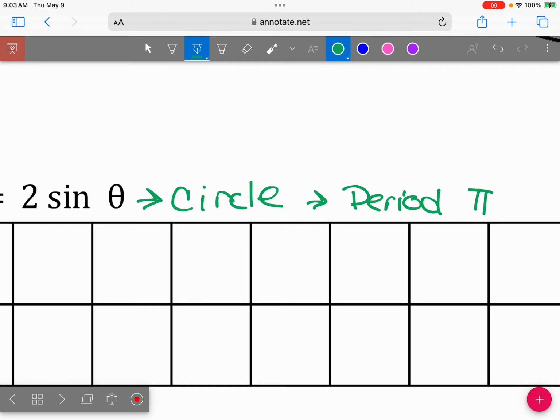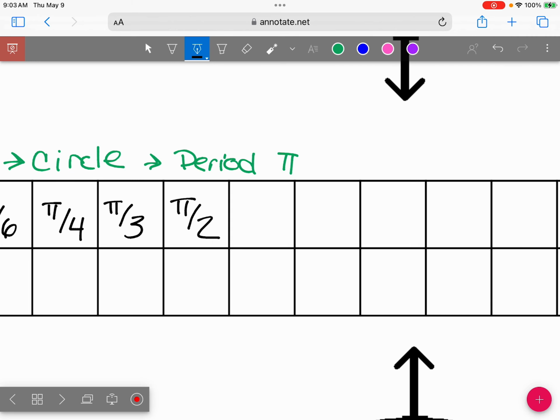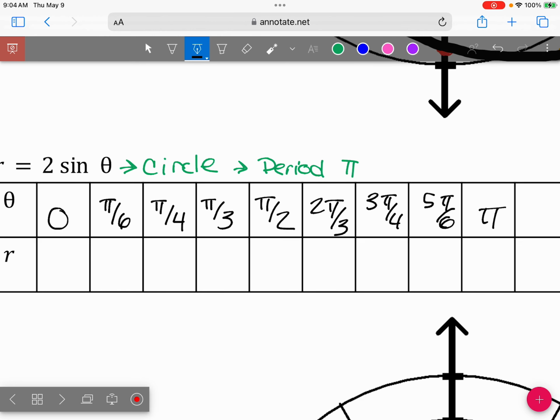So our angles that we're going to use are going to be the top half of the unit circle, everything between 0 and pi. So our angles are going to be 0, pi over 6, pi over 4, pi over 3, pi over 2, 2 pi over 3, 3 pi over 4, 5 pi over 6, and pi. And our r's we're going to get from 2 times sine of that value.